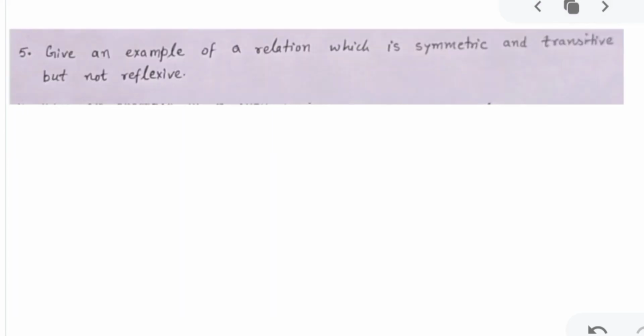Now we are moving to the next question, the fifth one. The fifth question is: give an example of a relation which is symmetric and transitive but not reflexive. Means that the relation should be symmetric, transitive but not reflexive. You know what is reflexive, what is transitive, correct?